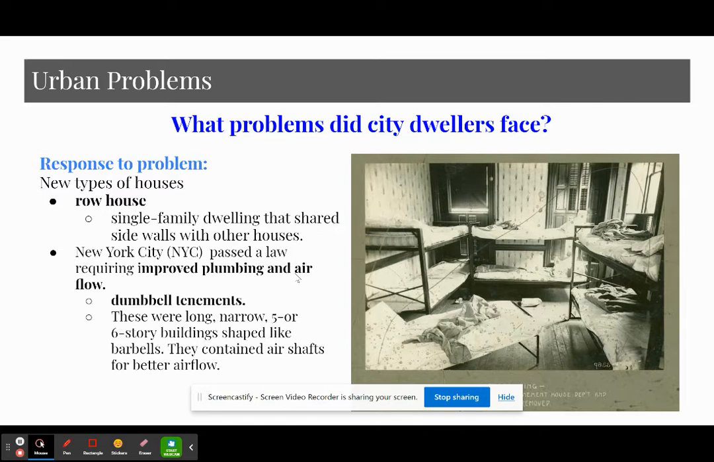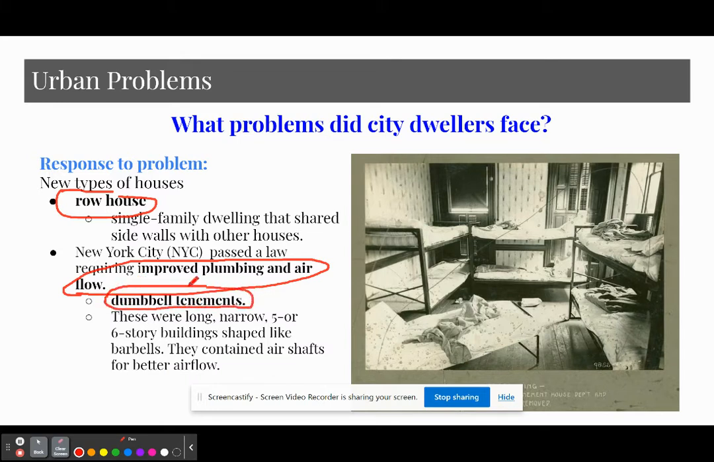So new types of houses were built in response to this problem. First of all, you have a row house, which is a single dwelling house that shares walls with other houses. And the problem was these were so overcrowded because multiple families would live there, even though it was supposed to be for one family. New York City then passed a law that required improved plumbing and airflow in buildings. So what resulted was a new style house called a dumbbell tenement, and it looked like a dumbbell.